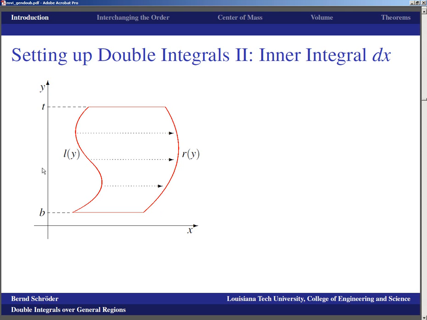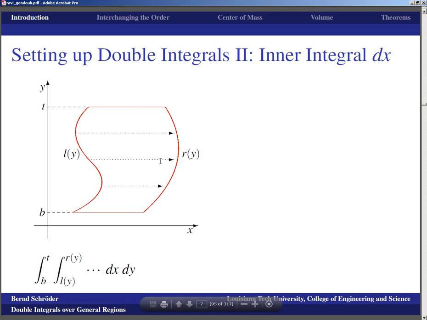And so y would go from bottom to top, and then x would go from left to right. Your setup would be that your outer integral goes from bottom to top, the inner integral goes from left to right, where left and right both depend on y. The integrand is whatever it is. The inner integral is dx, the outer integral is dy. And again, it's the picture that tells you what the integral is, and once you know what the integral is, you set up the formula.